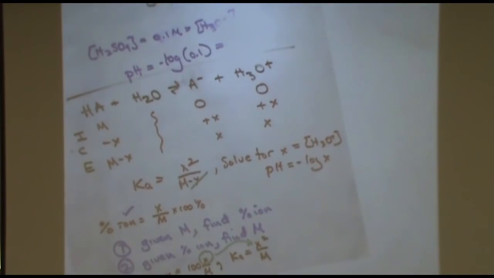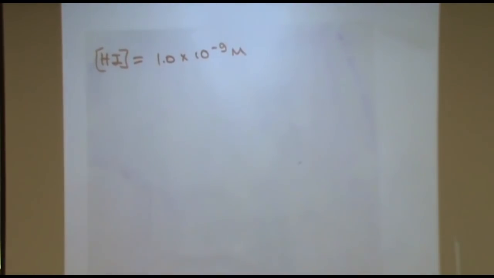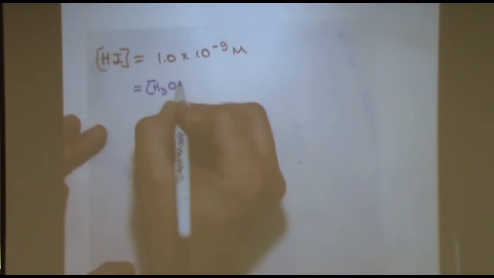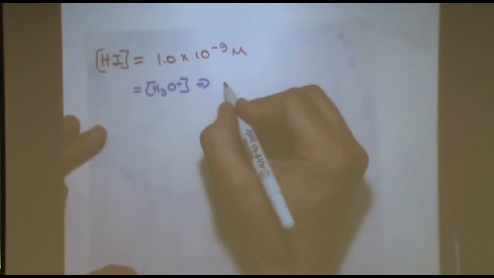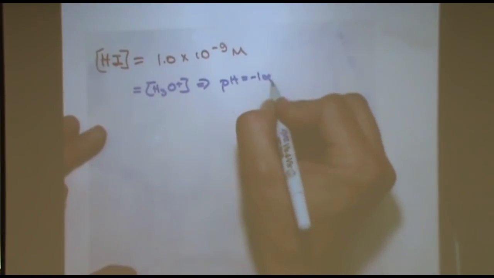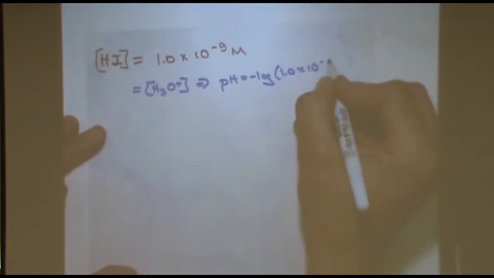Next, dilute strong acid. Let's do that. Classic case, let's say we have HI, but its concentration is equal to 1.0 times 10 to the minus 9 molar. Here's what you don't want to do. I will write what you don't want to do in blue. You would not say that equals H3O+, and then the pH is the negative log of 1.0 times 10 to the minus 9.